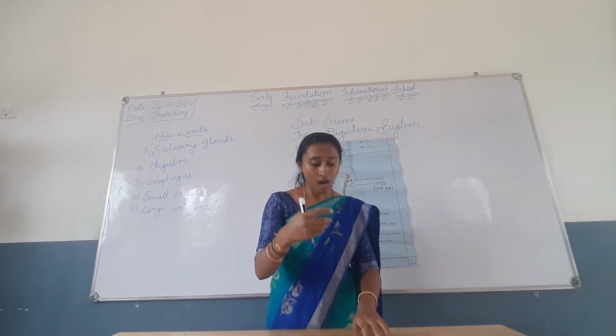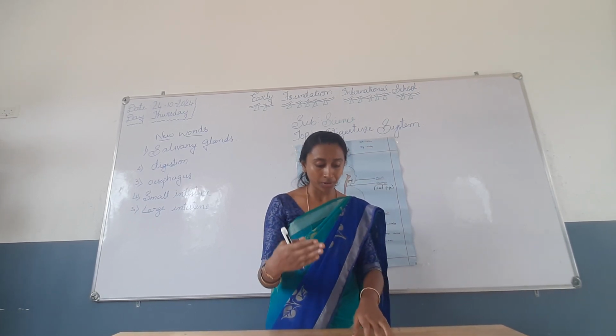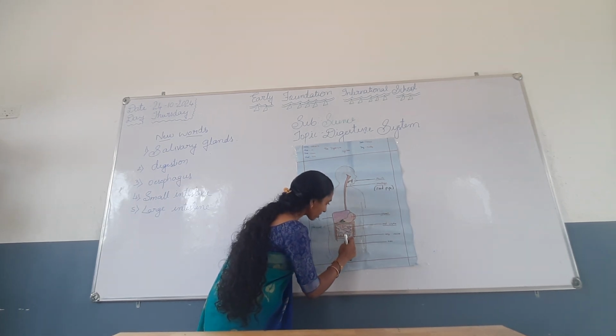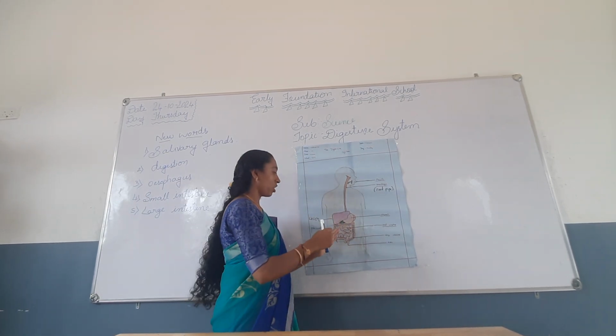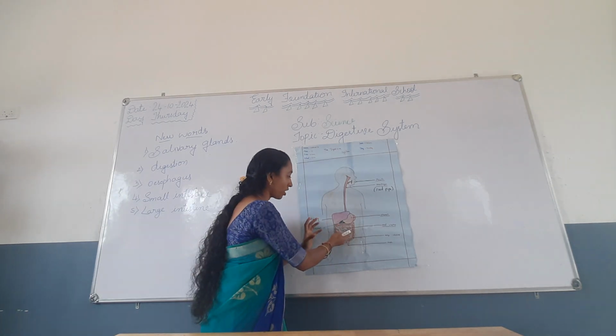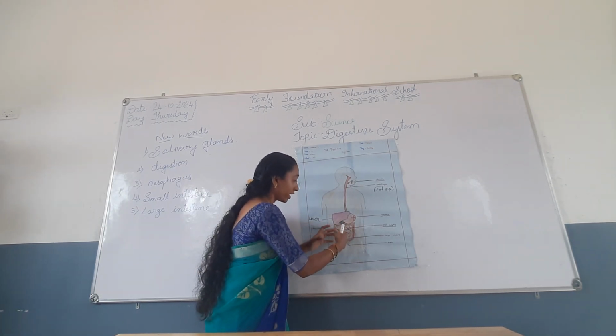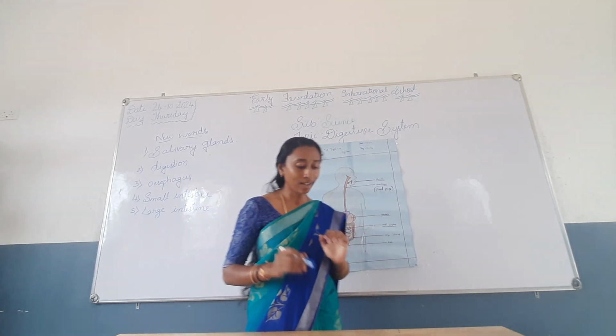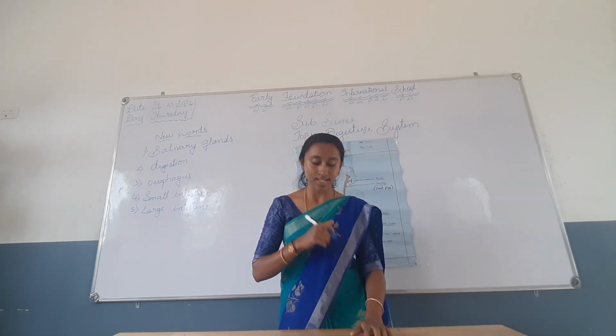Okay, and after the small intestine absorbs the good nutrients, the undigested food will pass on to the large intestine. Then it will come to the large intestine at last. In the large intestine, what will it do? We'll see.